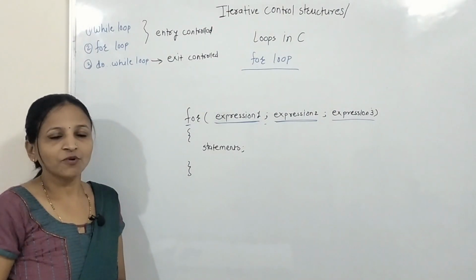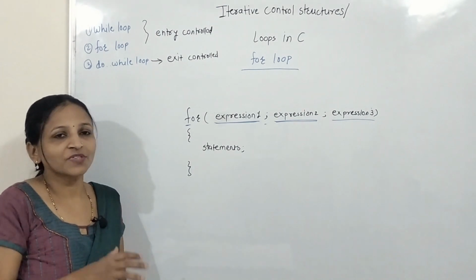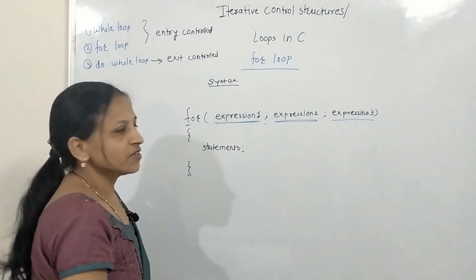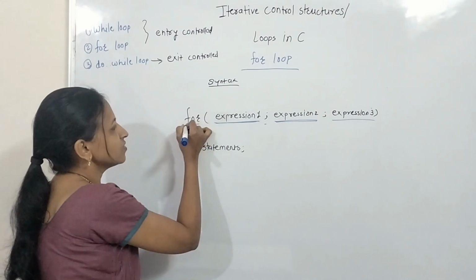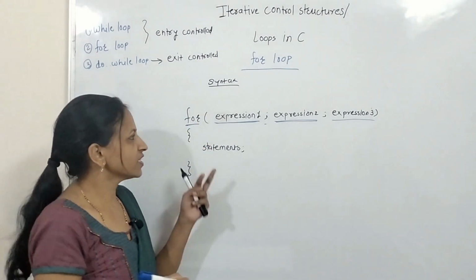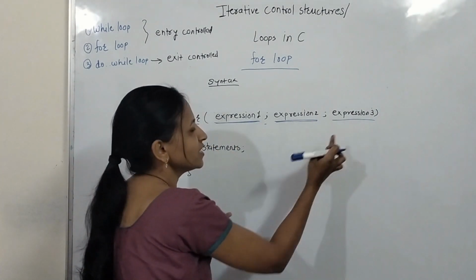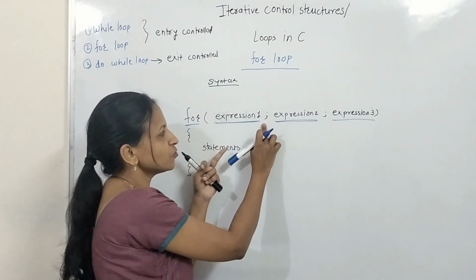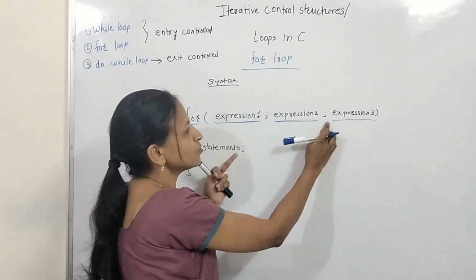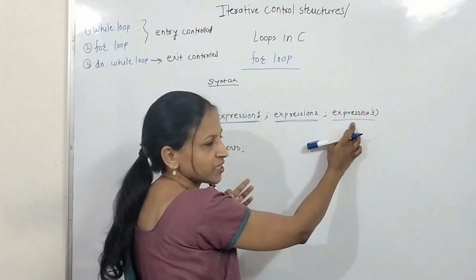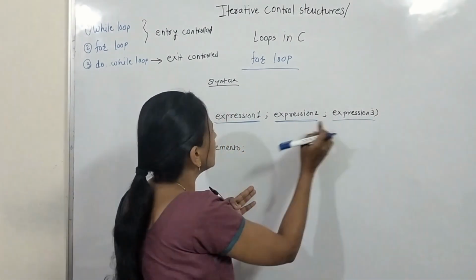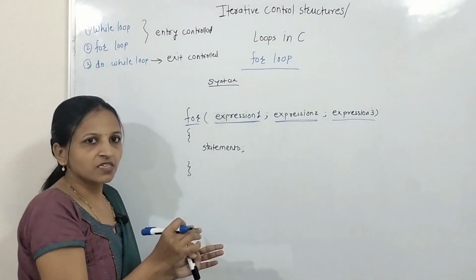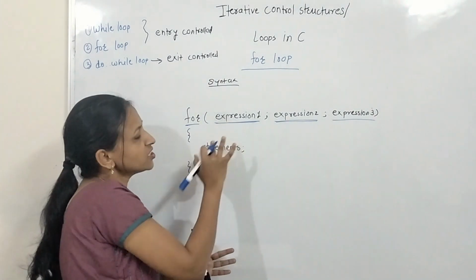Now see, I am going to explain first the syntax of this for loop. We have written this for keyword here. We have to write the for keyword first, then in parentheses we will write 3 expressions. The first expression, after that put a semicolon, then the second expression, then put a semicolon, then the third expression, and close the parenthesis. Here expression 1 is normally initialization.